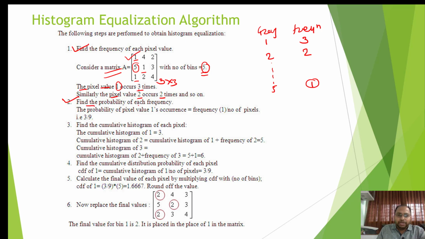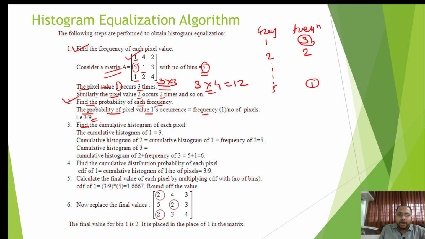Then we have found the probability of each pixel frequency. The frequency of 1 is 3. In our previous example, it was 1 divided by the number of pixels we considered. Here it is a 3 by 3 matrix, and previously we considered a 3 by 4 matrix. Therefore it was 12 then, and right now it is 9. So we take the frequency of occurrence of that pixel and then its probability. So 3 by 9 is the probability of occurrence of 1.